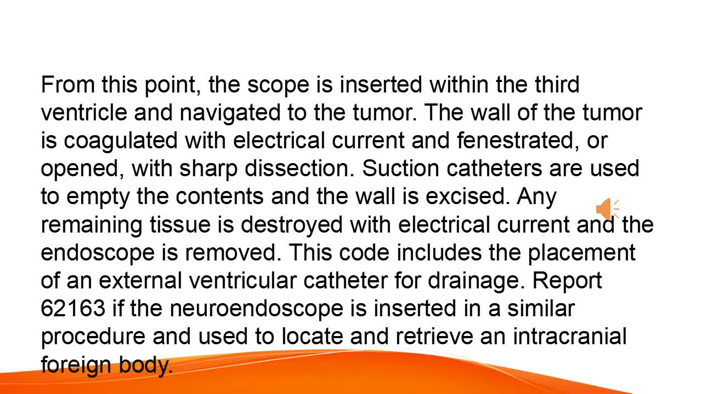From this point, the scope is inserted within the third ventricle and navigated to the tumor. The wall of the tumor is coagulated with electrical current and fenestrated, or opened, with sharp dissection. Suction catheters are used to empty the contents and the wall is excised. Any remaining tissue is destroyed with electrical current and the endoscope is removed. This code includes the placement of an external ventricular catheter for drainage. Report 62163 if the neuroendoscope is inserted in a similar procedure and used to locate and retrieve an intracranial foreign body.